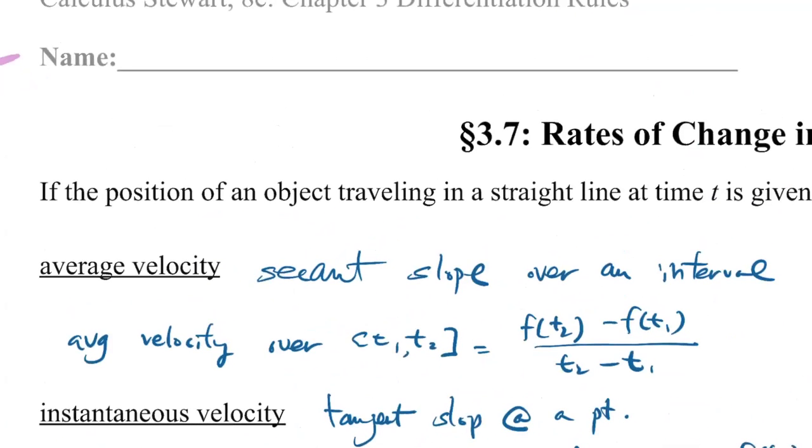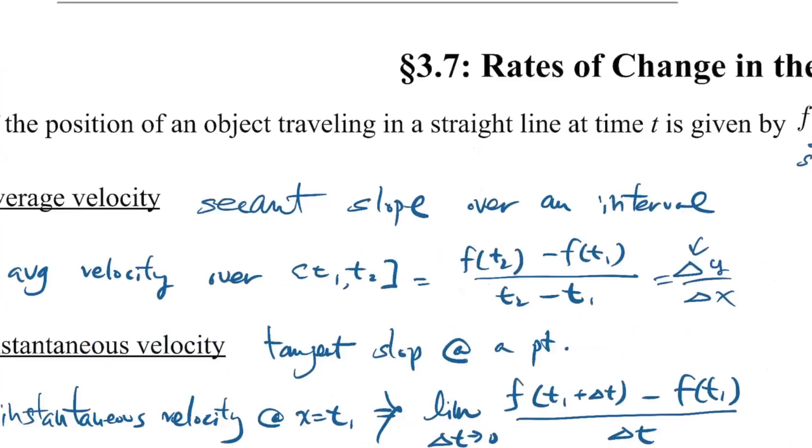Average velocity is a secant slope over an interval. So in our case, the average velocity over t1, t2 is f of t2 minus f of t1 divided by t2 minus t1. That is change in y over change in x. This capital delta tells us that it's a big change, right? So this is not literally change in y, change in x, but generally speaking.